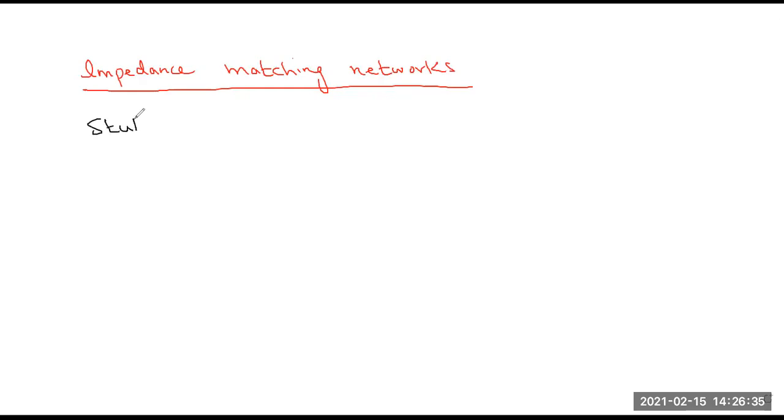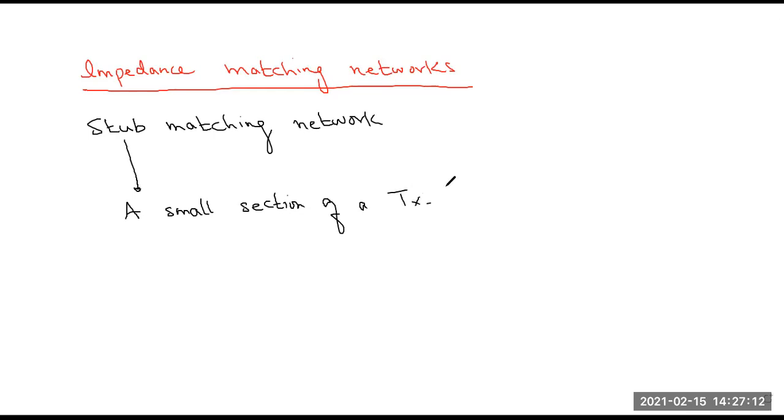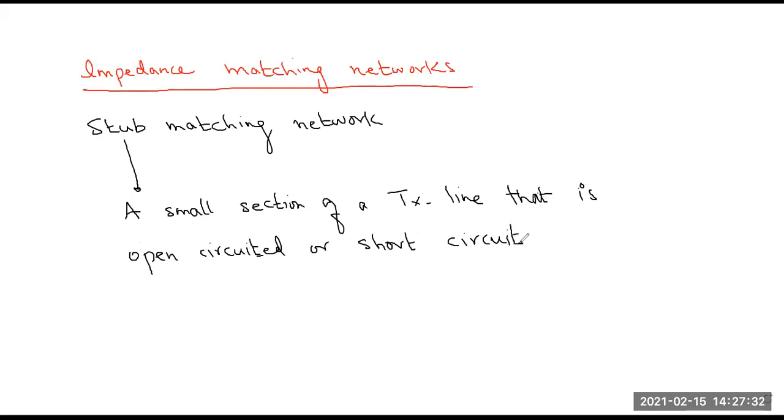Stub matching. I already mentioned it, but let me recap what we said about stubs. The word stub is used for a small section of a transmission line that is open circuited or short circuited.